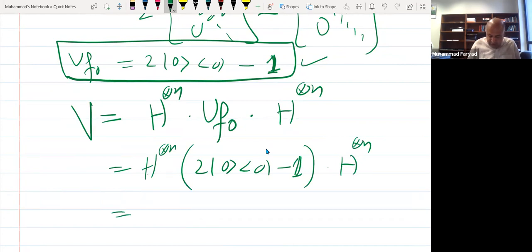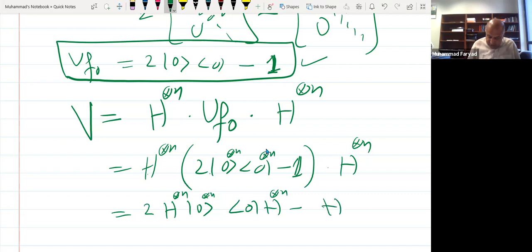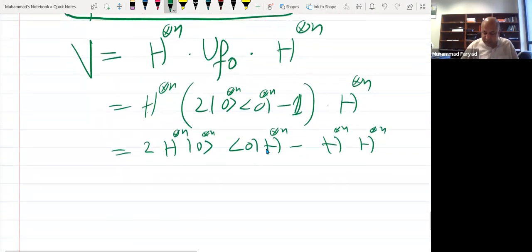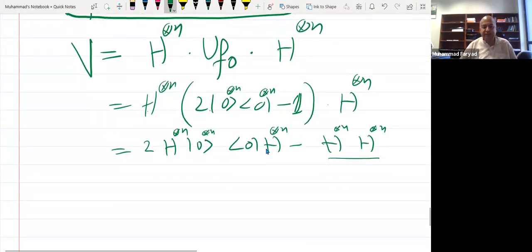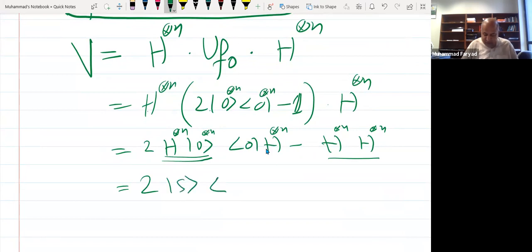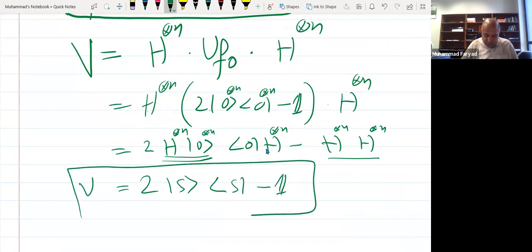So this Hadamard will operate from this side, this Hadamard from this side, and I will get 2. By the way, these are also the n-bit states, just to be more precise. 0 Hadamard and minus Hadamard into Hadamard. But this is nothing but Hadamard square, and Hadamard square is identity. So this is identity. And this thing, if you recall, is nothing but S state. Similarly, this is S ket and this is S bra. So this V is just 2|S><S| minus 1.